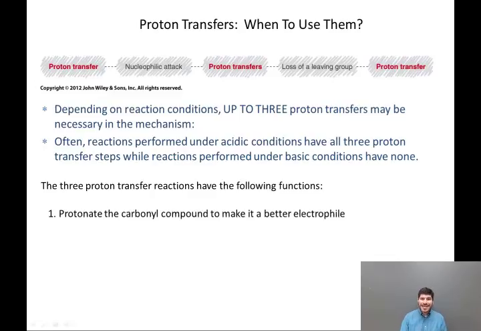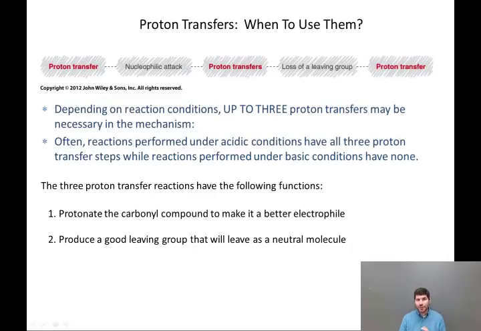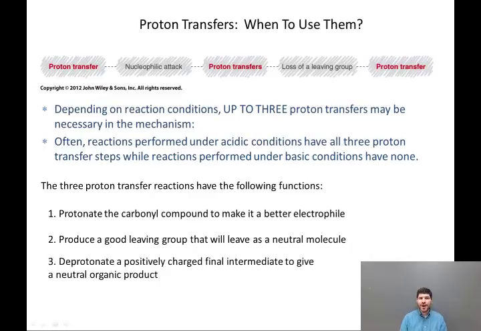The specific functions of these 3 proton transfers are as follows. The first one is needed to protonate the carbonyl compound to make it a better electrophile, as we saw 2 slides ago. The second one is to produce a good leaving group that will be able to leave as a neutral molecule in the loss of the leaving group. And the third one is to deprotonate a positively charged final intermediate in order to give a neutral organic product. Again, these extra proton transfers are necessary under the acidic mechanism, not under the basic mechanism.